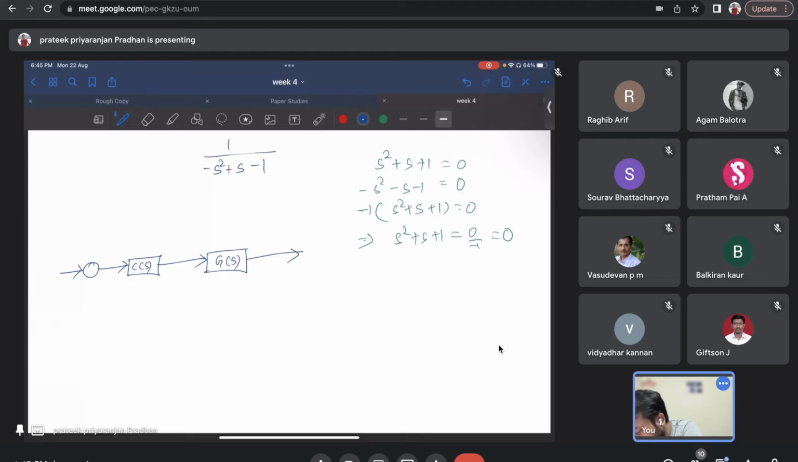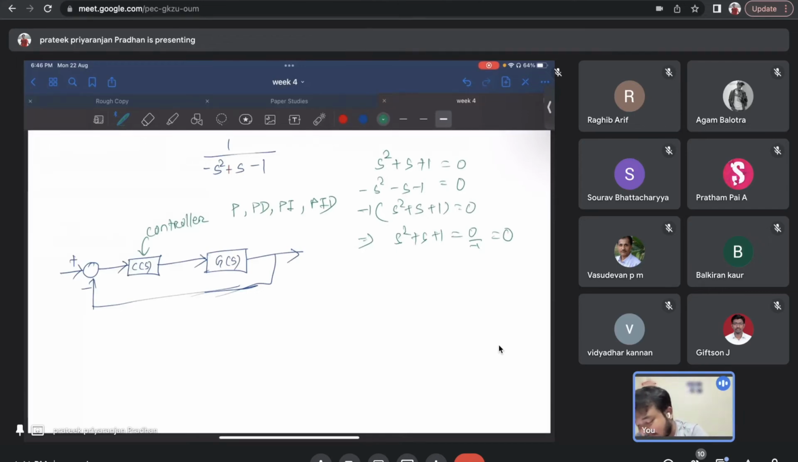So this is plus, this is minus, and this is called the controller. There are different kinds of controllers. Sir has taught all the PD, PI, PID. All of them have different properties. You will get to know more about it as the course progresses.